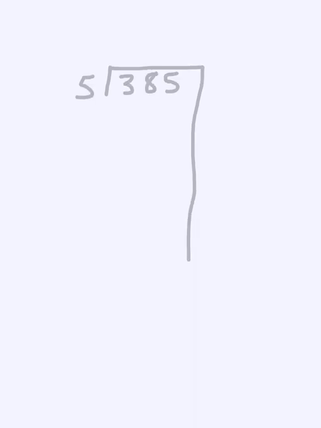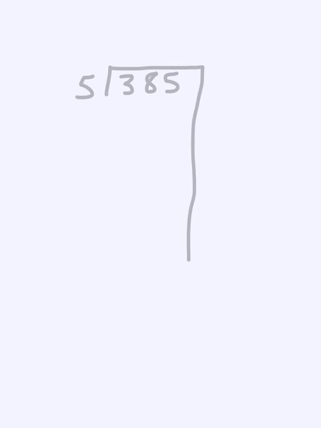In this problem, you're dividing 385 by 5. So again, write down the problem, solve it on your own whiteboard, and then check with your partner first, and then continue watching the video to see if you have the quotient correct.